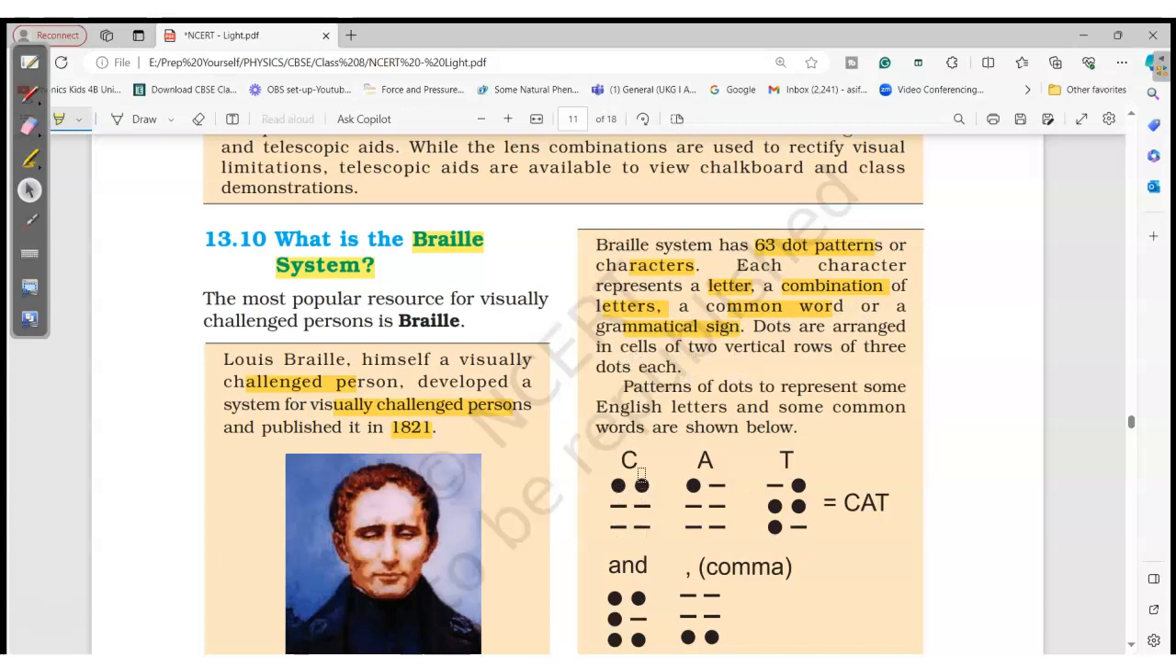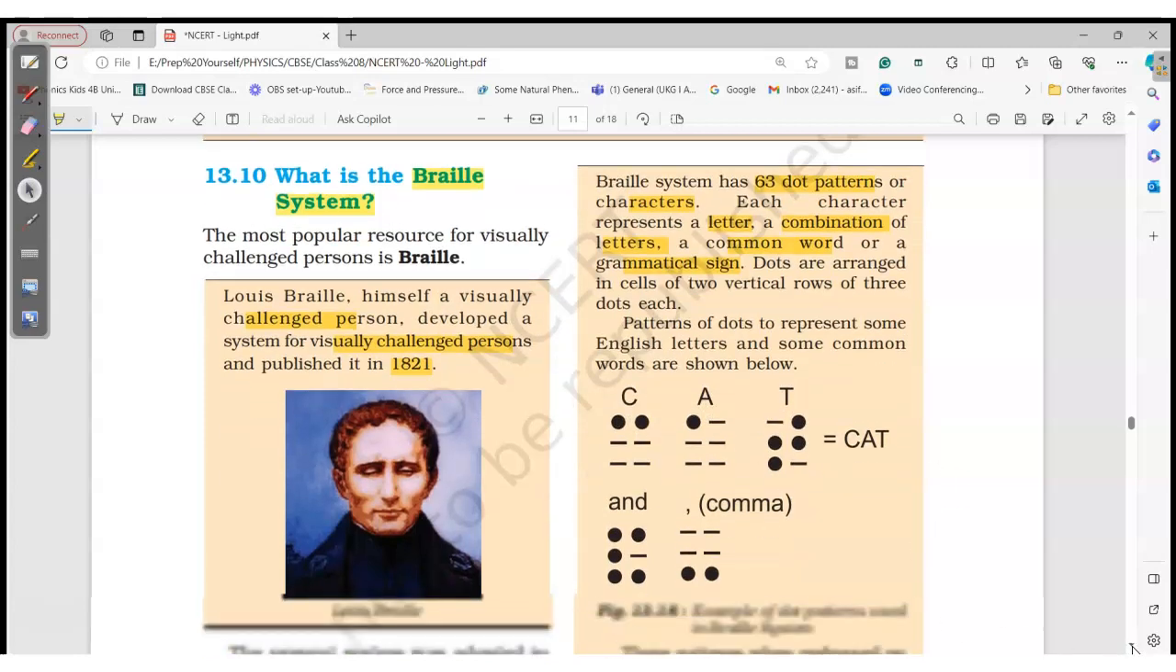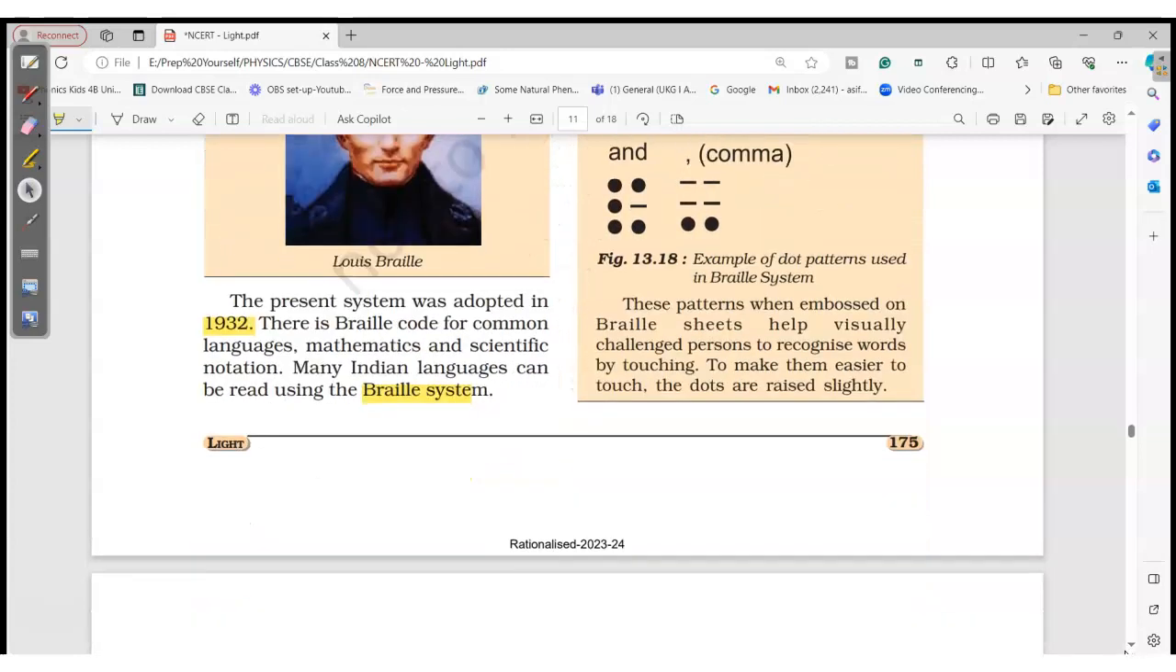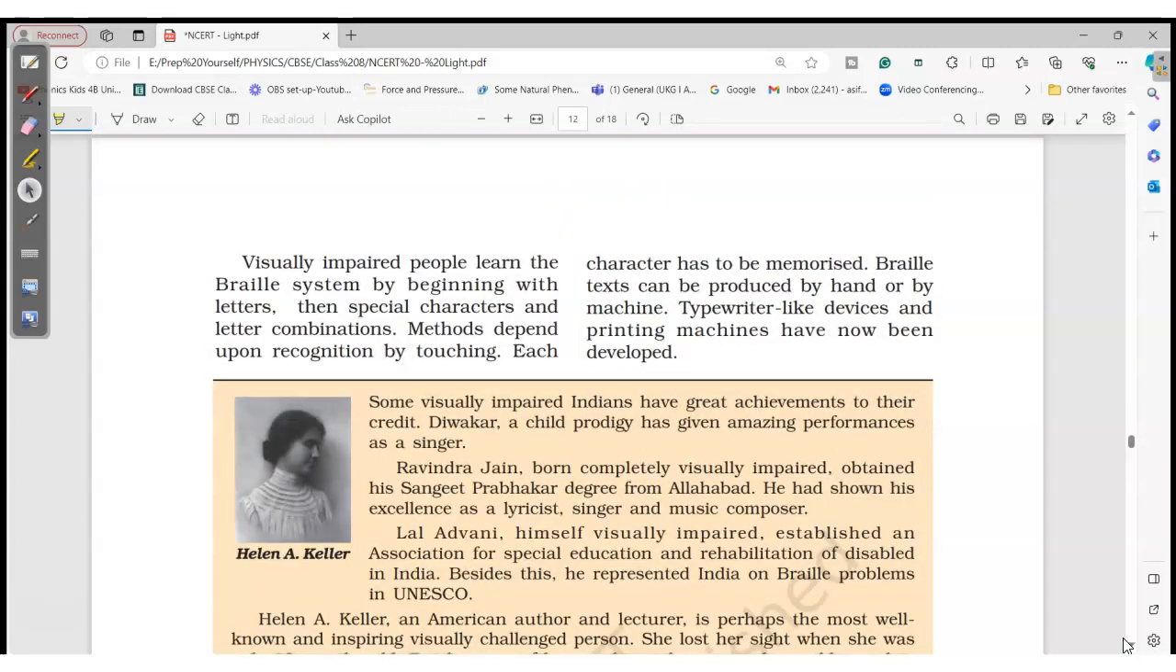You see, one vertical row, second vertical row. So in this way, dots are arranged. Okay, patterns of dots represent some English letters and some common words. For example, if there are two dots like this, then it is C. If there's a single dot raised, then it is A. If it is something like this, then T. So the person will just touch and understand that this is the word cat. Okay. Same way over here, there are multiple things again. So these dots are raised slightly so that the visually impaired person or the visually challenged person can touch and understand what is written. Okay.